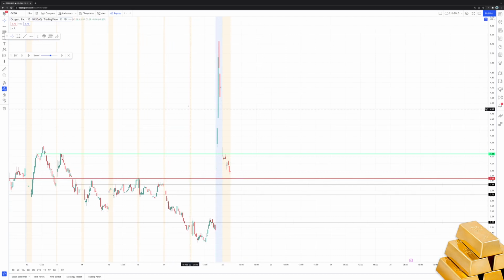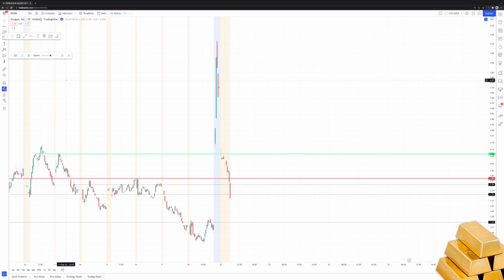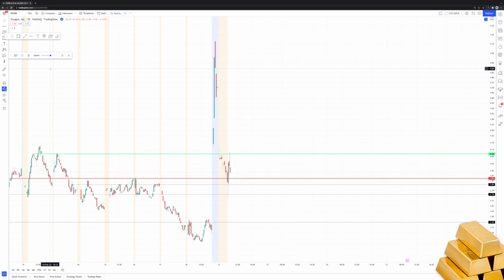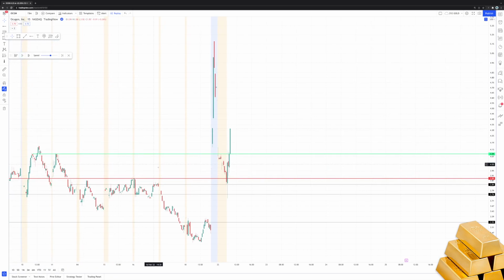So this is OCGN on the 15-minute. Every candlestick is 1 second. So let's go. We came down, we crossed our threshold level. Now I want to pause it there real quick. We opened up, and can I pull it back candle by candle? No.